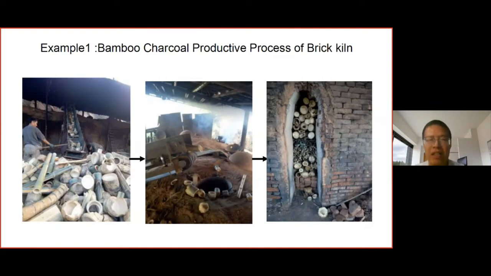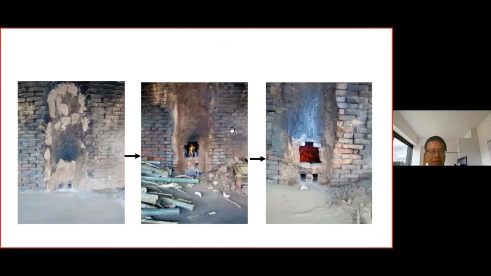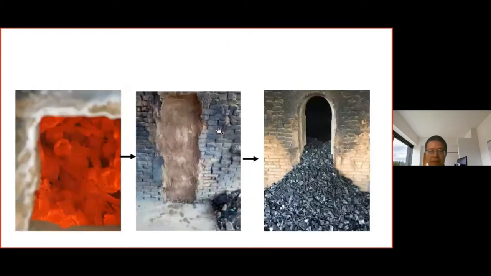Example for the bamboo charcoal production process of a brick kiln. Look at this picture. After several rounds of repeatedly opening and closing the kiln door to control the exhaust and intake, it is a specific embodiment of the four-stage process of bamboo carbonization mentioned above.